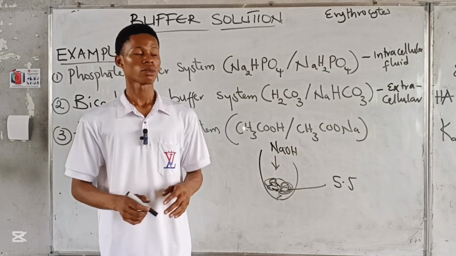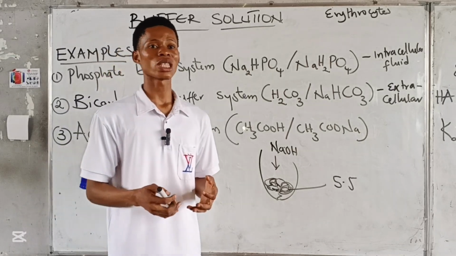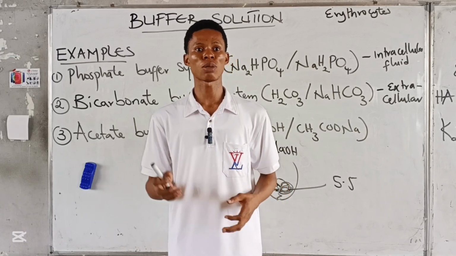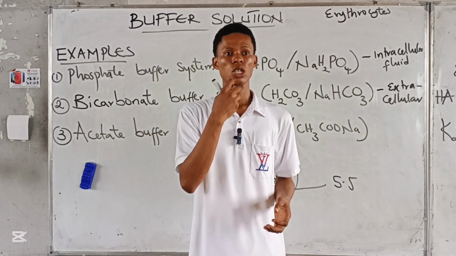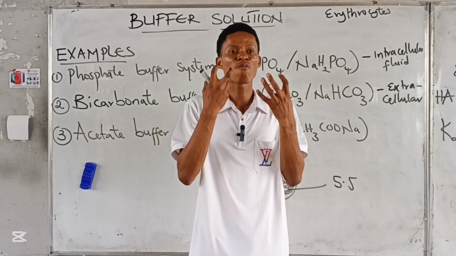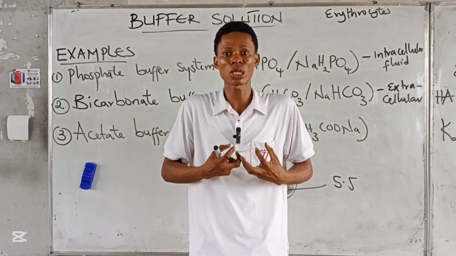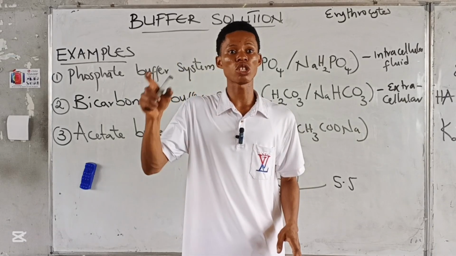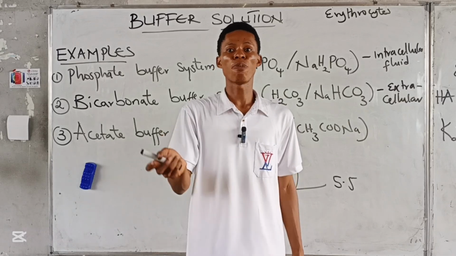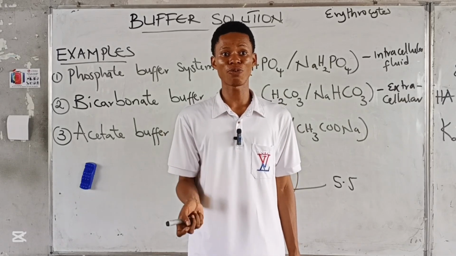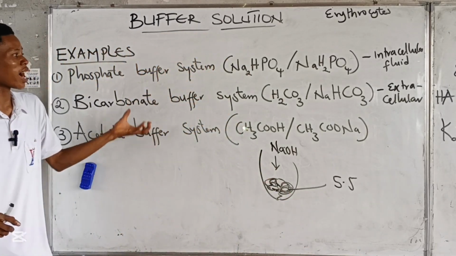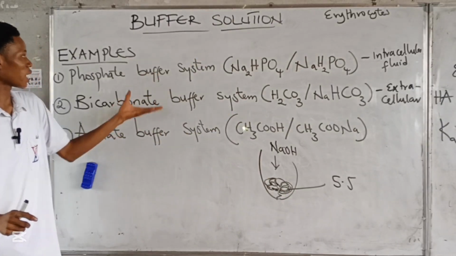Do we understand that? Now, there are some buffer solutions that exist in biological systems. Some of the things we take are acidic, some are basic. But we have natural buffer systems in our body that resist change in pH, so that the body pH can be maintained. The blood pH is maintained at slightly 7.4. These are some of the natural buffer systems we have.